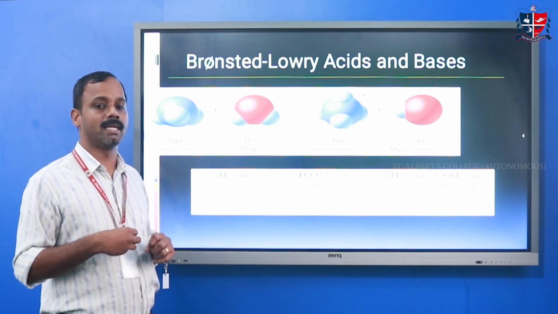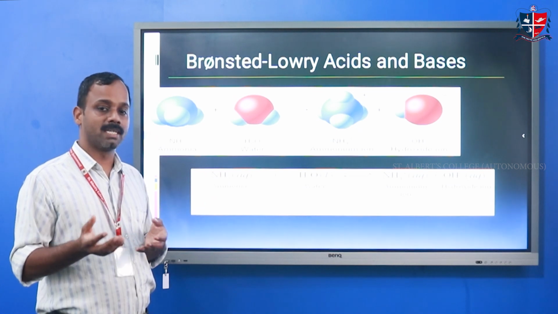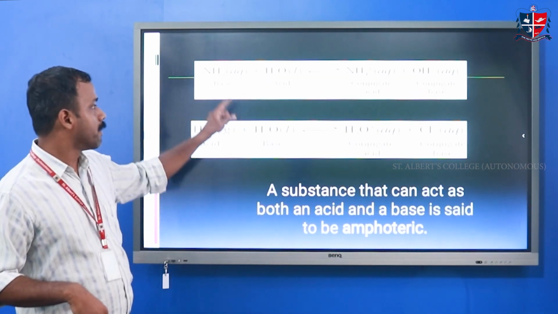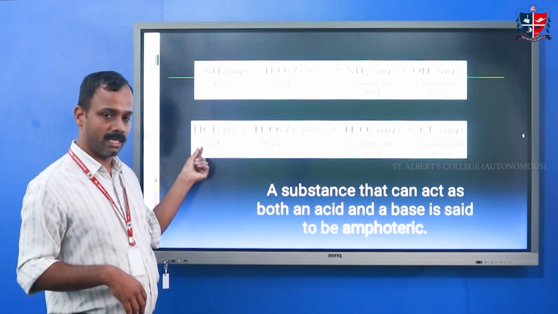A substance which can donate a proton. And what is a Bronsted base? A substance which can accept a proton. Now here we can see this reaction is already discussed. Now move on to this one, HCl.